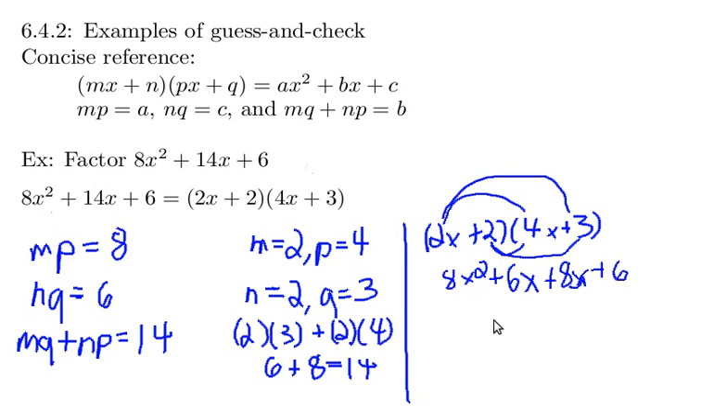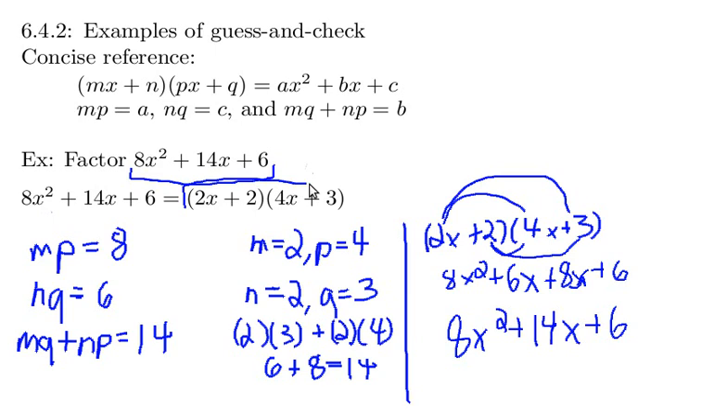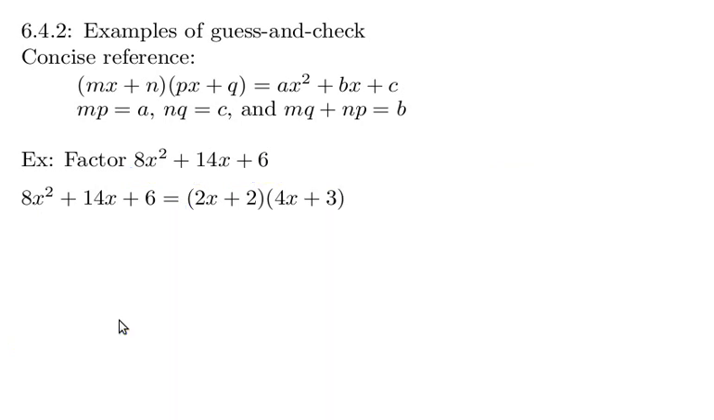I need to write that bigger next time. I'll do it bigger down here. So this is going to be 8x squared plus 14x plus 6. And that is the problem we were originally given. So that means we're pretty sure we did it right. So that means 2x plus 2 times 4x plus 3 will be our final answer. Alright, so let's go ahead and clear that off. And we'll go to the next problem.